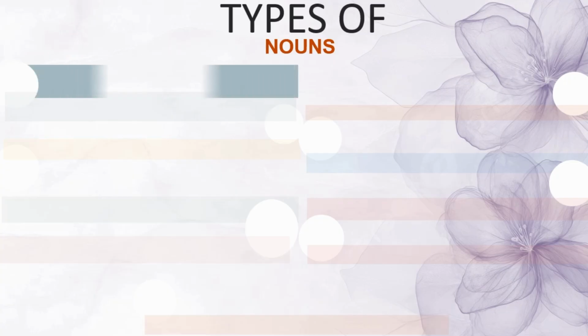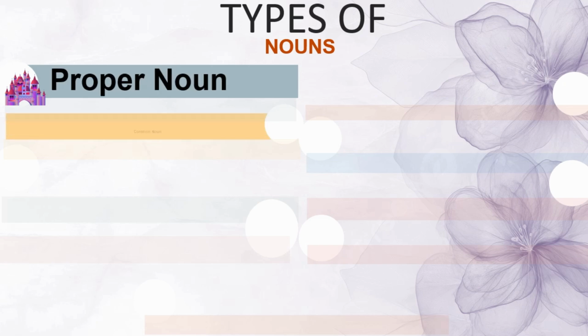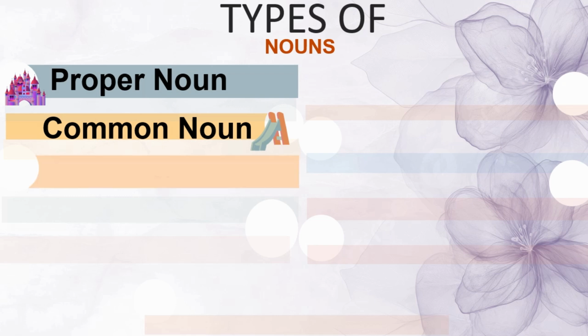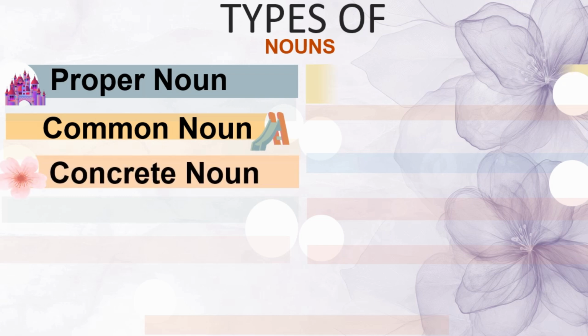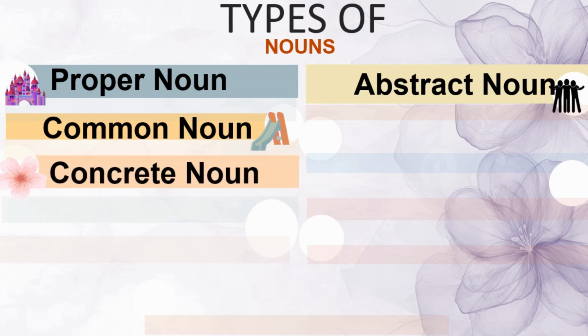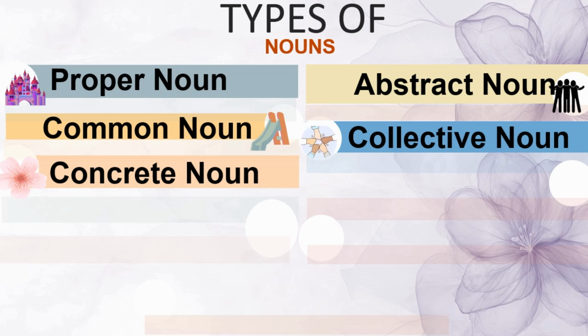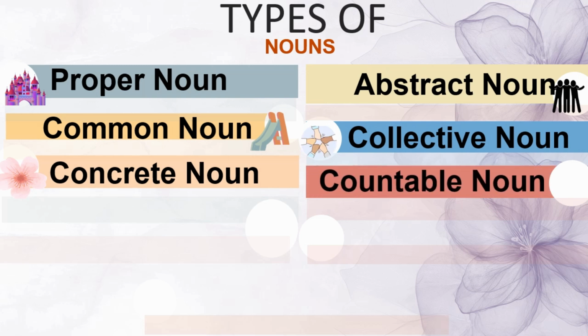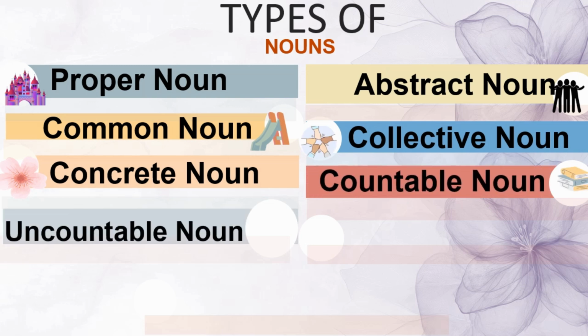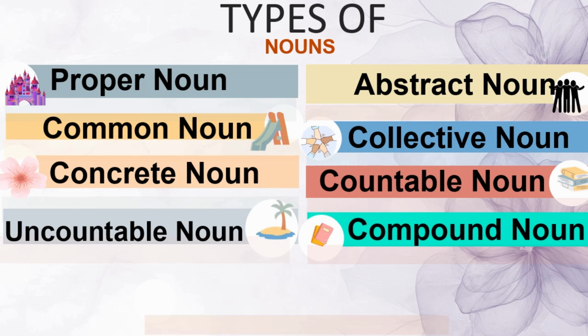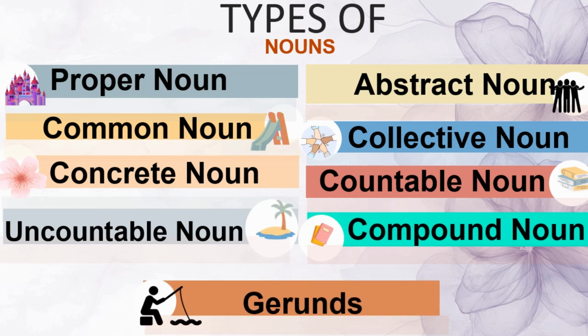Types of nouns. There are 9 categories of nouns. Here they are. Proper, unique names. Common, general names. Concrete, material nouns. Abstract, ideas and feelings. Collective, names of groups. Countable, that can be counted. Uncountable, mass. Compound, combined nouns. Gerunds, names of actions. Now you can name all 9 categories of noun.